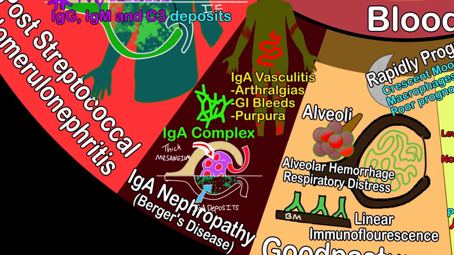IgA nephropathy is more antibody deposition. IgA specifically, imagine that, usually after an upper respiratory tract or even a GI infection. It's very closely related to IgA vasculitis, which has GI problems, palpable rash, and migratory arthralgias.